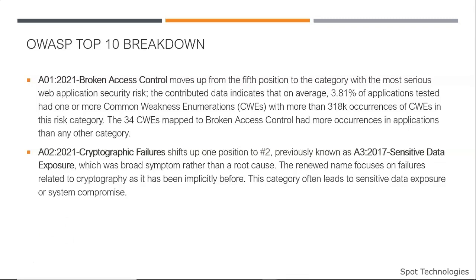A02 2021 Cryptographic Failures shifts up one position to number 2, previously known as A03 2017 Sensitive Data Exposure, which was a broad symptom rather than a root cause. The renewed name focuses on failures related to cryptography as it was implicitly before. This category often leads to sensitive data exposure or system compromise. Now, that's something that you might be asked on a certification exam.